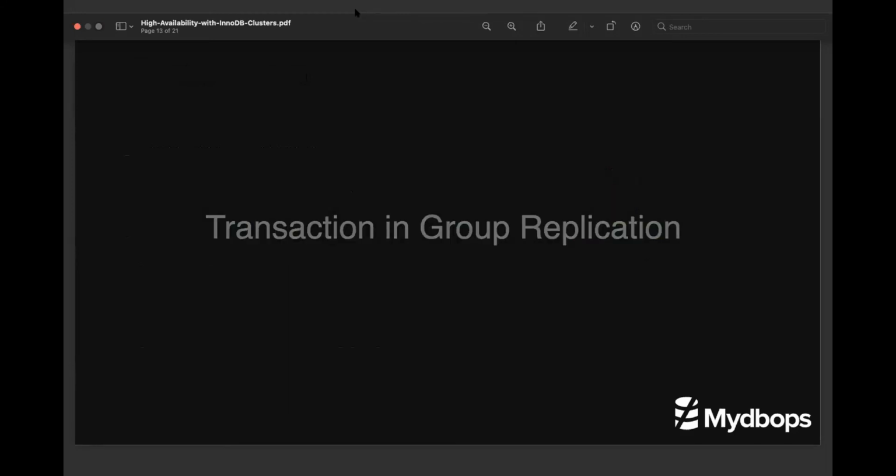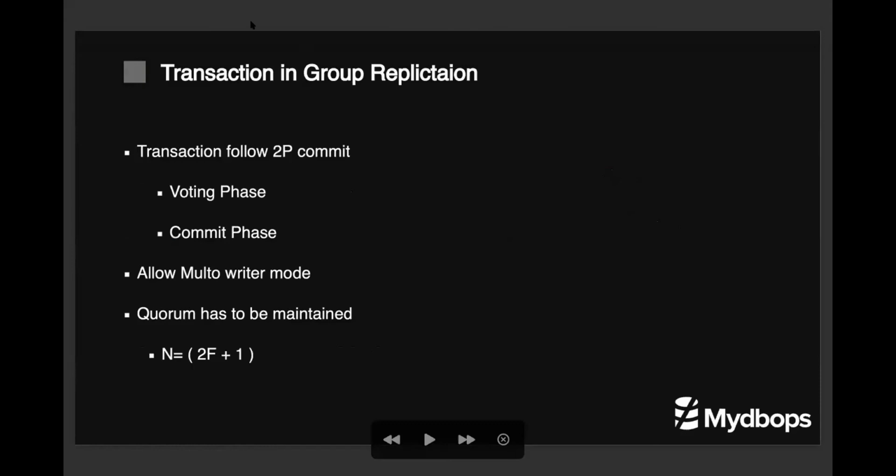So, transaction in group replication. In distributed computing or distributed transactions, everywhere it follows a two-phase commit. Even Galera does it. So what are the two phases? One is the voting phase, and the other is the commit phase. Okay, so the voting phase is where, like, the primary. When I say primary here, it means the node where the transaction originates, the source of the transaction. When you have a three node cluster and you try to write from all the three nodes, the source of the origination is called the primary.